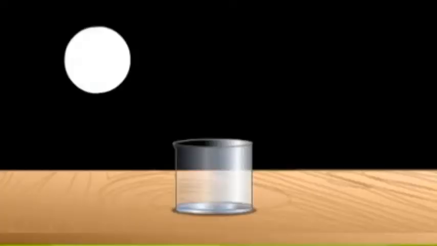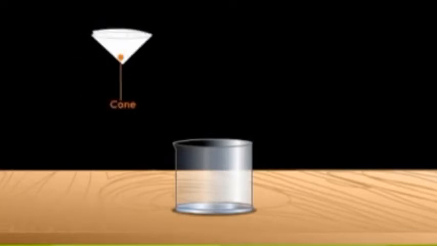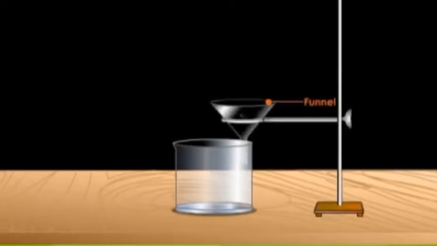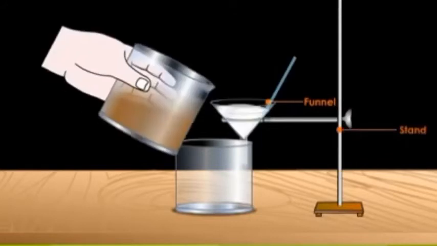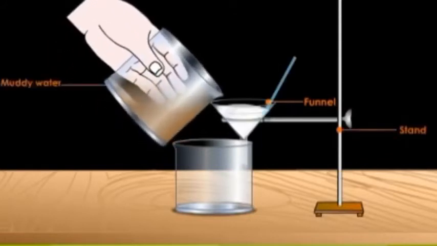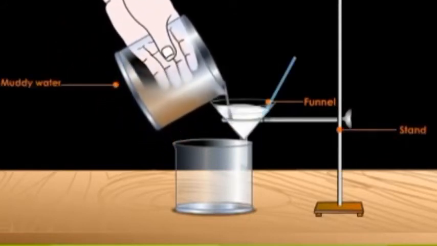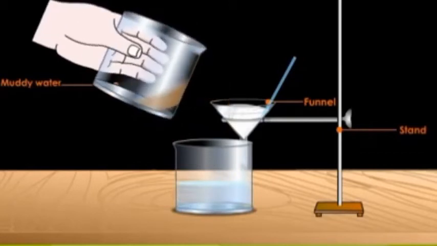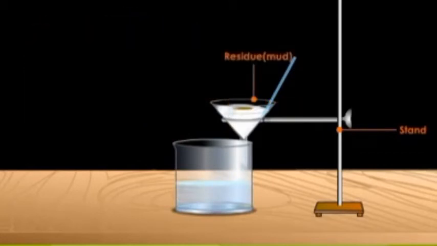This method also, listen carefully and watch carefully. Take a round filter paper and fold it into halves to make a cone as shown here. Fix a funnel on a stand. Wet its side and keep the filter paper in the funnel. Pour muddy water through the filter paper. Clear water will be collected in the beaker below the funnel.